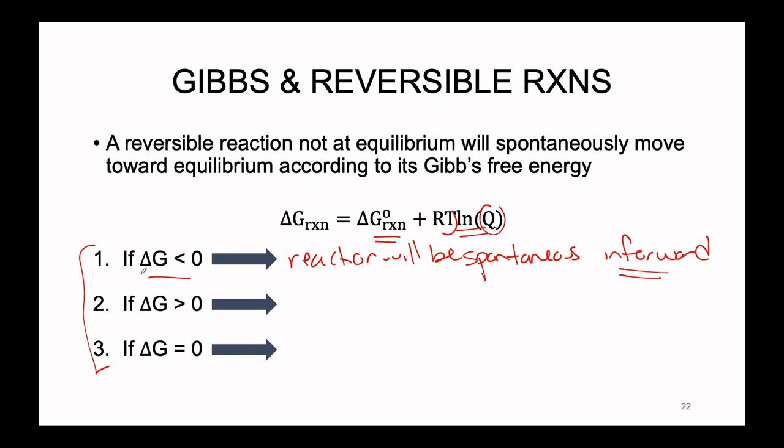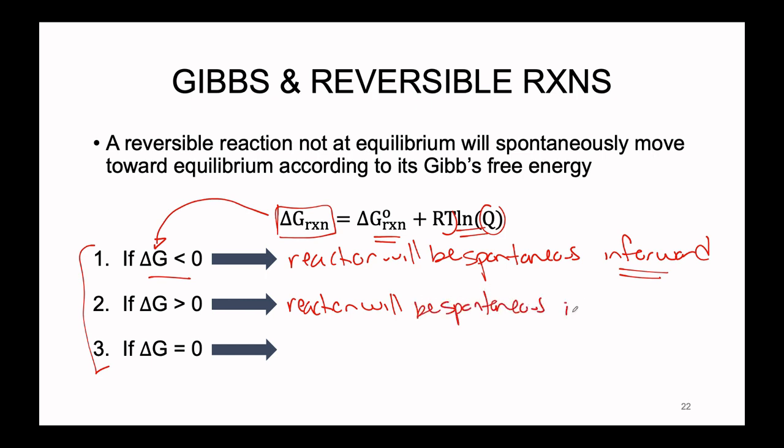All right, so again, the delta G's that we are looking at here are the delta G's that we have calculated on the left-hand side of the equation. If your delta G is greater than 0, if it is positive, your reaction will still be spontaneous.